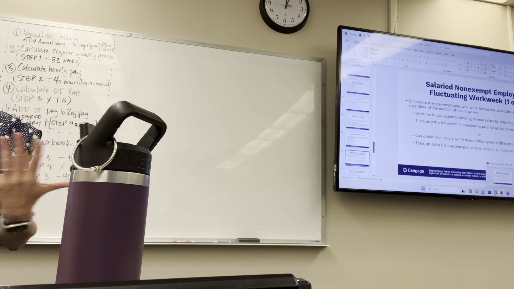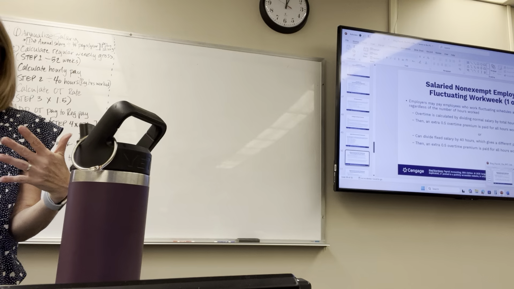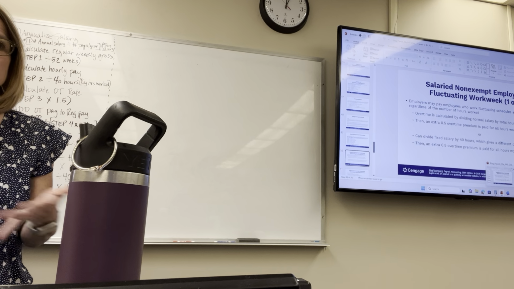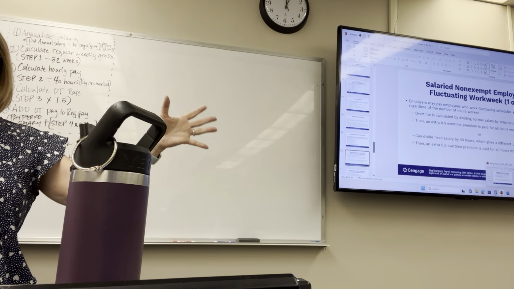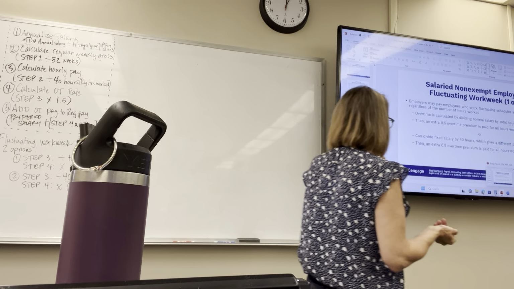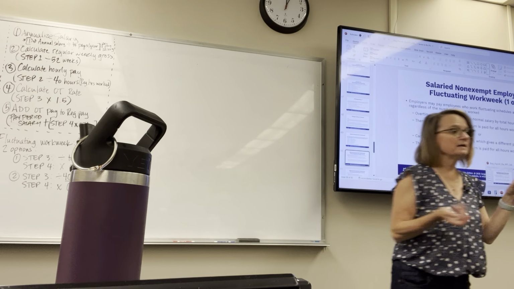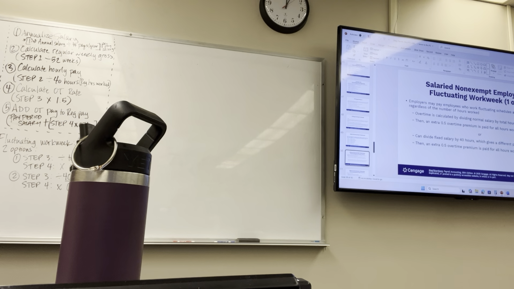So, for example, we've got an employee that maybe works 45 hours one week and 35 hours the next week. They're still within a range. It's not fluctuating way outside the norm, but it varies from week to week how many hours they're going to work. In that case, employers can pay them in one of two ways when they work overtime. The first one, overtime is calculated by dividing our normal salary by the total number of hours worked.